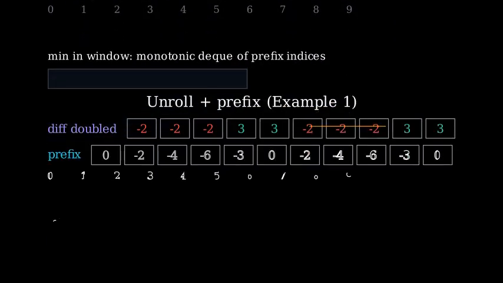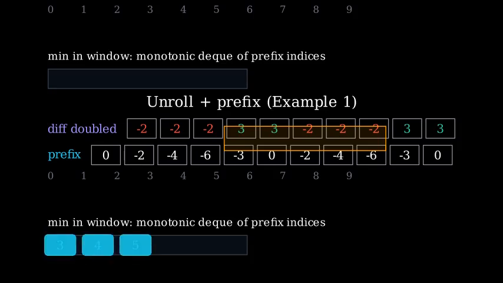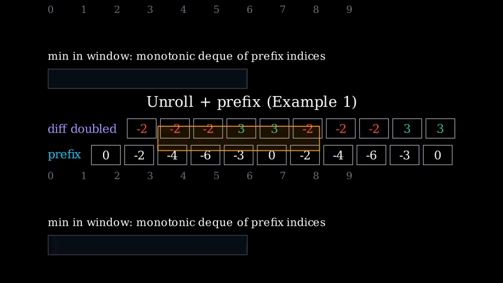To check all starts in linear time, we slide a window of length n over the prefix array and maintain a deque of indices with non-decreasing prefix values. The front of the deque stores the index of the minimum prefix in the current window. Start S is valid if prefix at deque front is at least prefix of S. As we slide by one, we discard indices that leave the window and push the new index, popping from the right while larger. At start 1, we check the minimum, and then again at start 3, which is valid here.